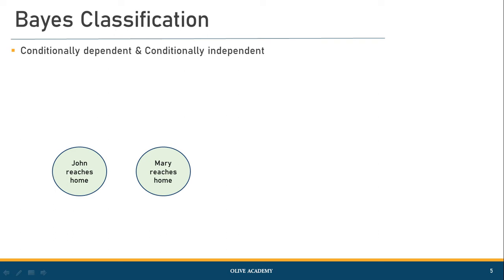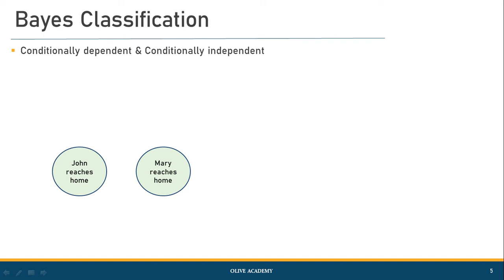And because of this, we see that these two are independent events, because John reaching home and Mary reaching home are not related to each other. They are completely independent, because John is going to start at 5 o'clock or 5:30 or 4 o'clock whenever he wants to do so. And similarly, Mary can start back home from office whenever she wants to do so. So they are not dependent on each other because they are having their own car. Now that is called conditionally independent events.